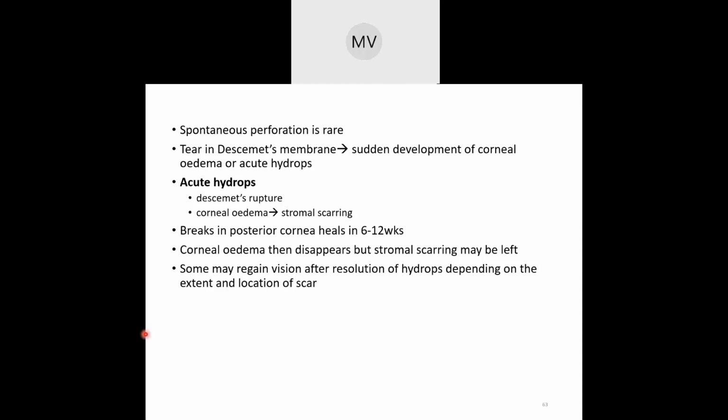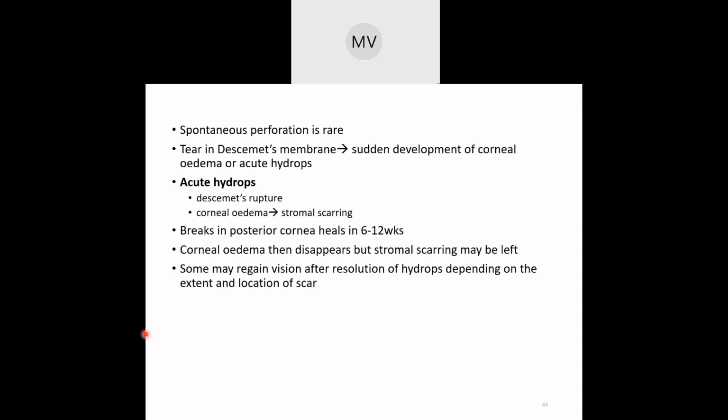Spontaneous perforation is rare. A tear in Descemet's membrane or sudden development of corneal edema or acute hydrops can be observed. Acute hydrops is basically the Descemet's membrane rupture. Then corneal edema with stromal scarring can also be observed. A break in the posterior cornea heals in 6 to 12 weeks. Corneal edema then disappears, but stromal scarring may be left.